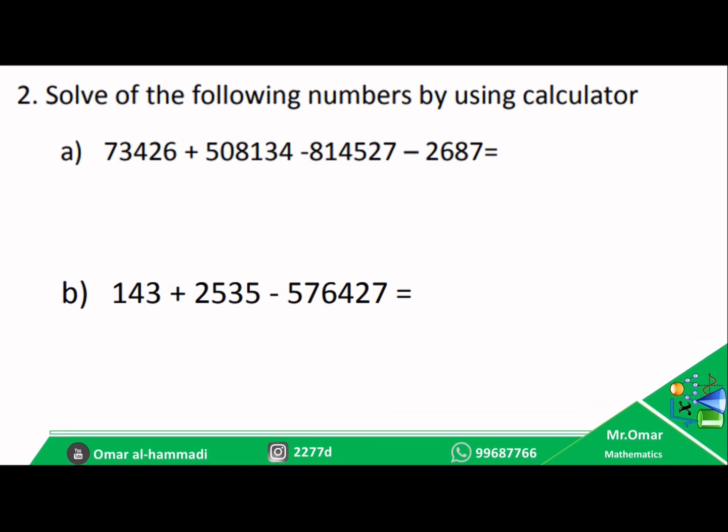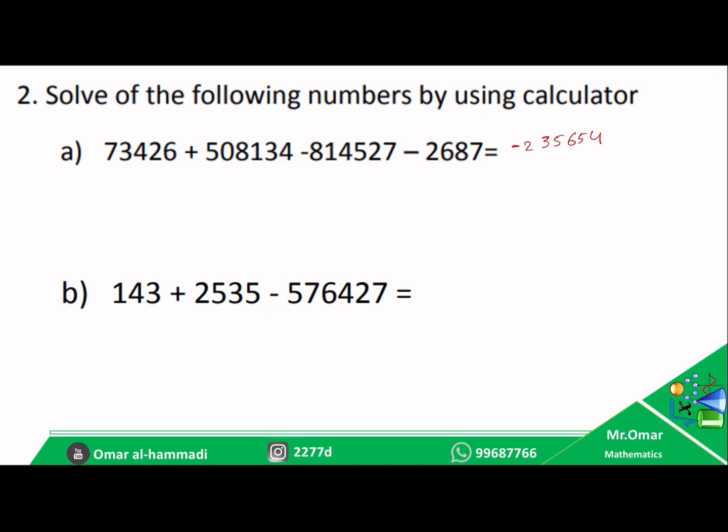Okay, let's do that one by using a calculator. Solve the following numbers by using a calculator. So I guess when we use a calculator, we have to input all these numbers in our calculator and we will find this number. 73426 plus 508134 minus 814527 and minus 2687 will be, this is the result, minus 2,3,5,6,5 and 4.